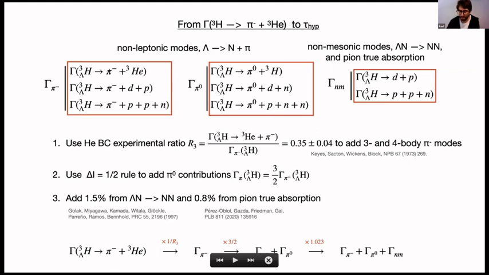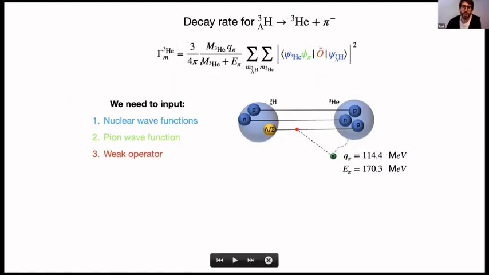And later on, I will pick up again this protocol and talk about the lifetime. So this is the decay rate formula for this two-body decay rate. We have mainly three inputs that we have to work out: the nuclear wave functions, hypertriton and helium, how we model them; the pion also, if you don't simply consider a plane wave, you need to account for these final state interactions; and then the weak operator also, which will include both lambda and sigma vertices.